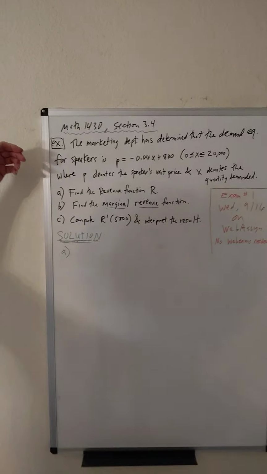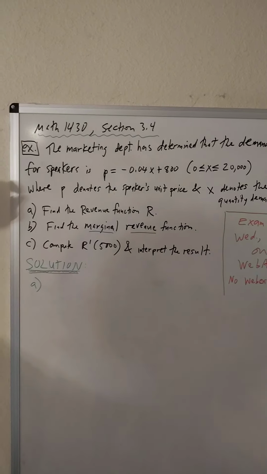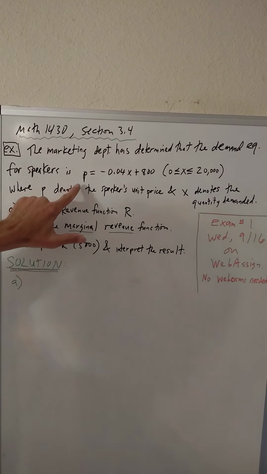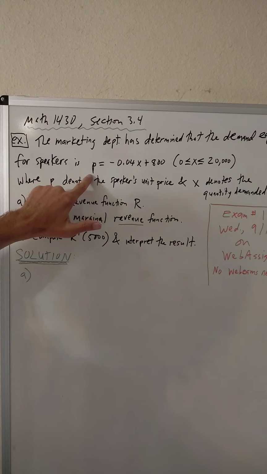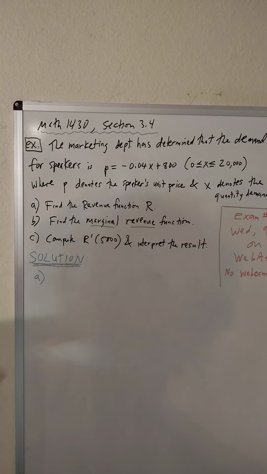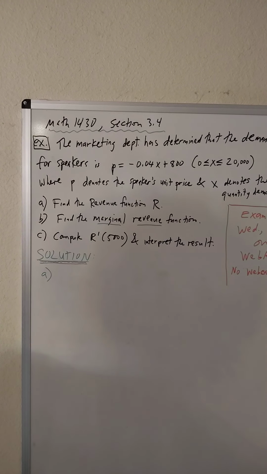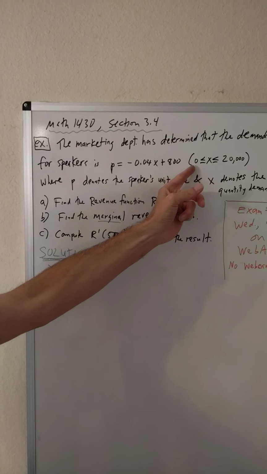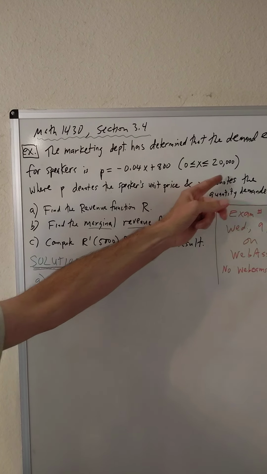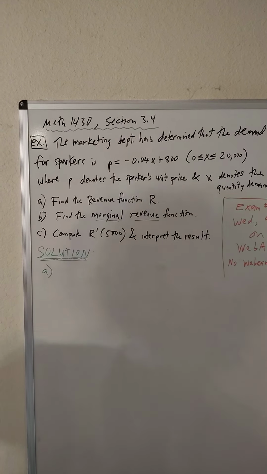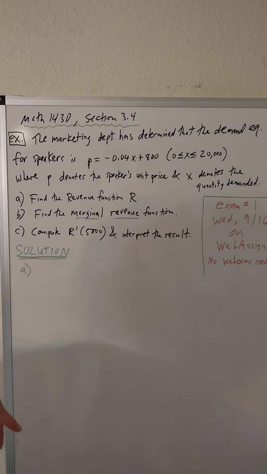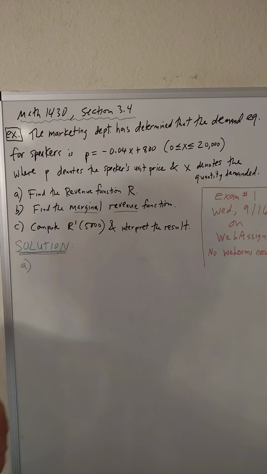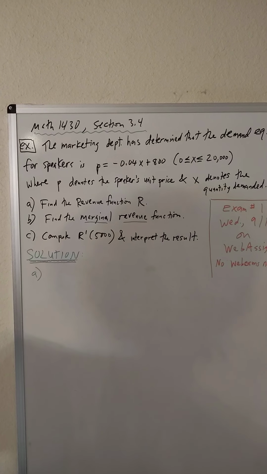It says the marketing department has determined that the demand equation for speakers is p, where little p means price, and it's equal to negative 0.04x plus 800. This is the implied domain: x is greater than or equal to 0 speakers and less than or equal to 20,000. We really don't have to worry about that. Little p denotes the speaker's unit price and x denotes the quantity demanded.